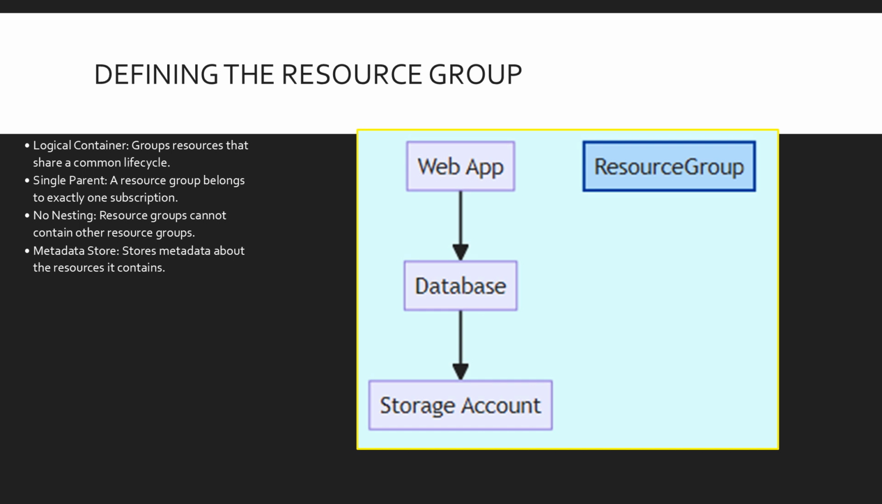Here we see a block diagram representing the containment structure. The outer block is the subscription. Inside it sits the resource group block. Inside that group, we see three distinct resources: a web app, a database, and a storage account. This visual reinforces that the resource group acts as a single boundary wrapper for multiple related services within a subscription.